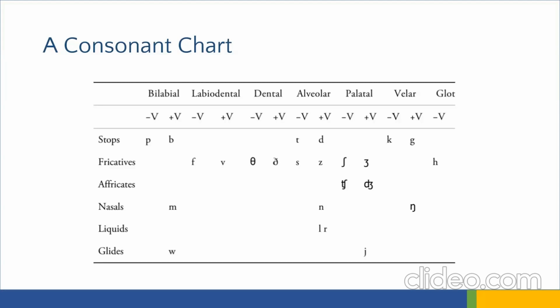Okay, so in this slide, you can see the chart where the place of articulation and the manner of articulation are combined. For example, if you see the alveolar one, for consonant T, the T sound is alveolar, voiceless, and a stop. So that's how you read this table.